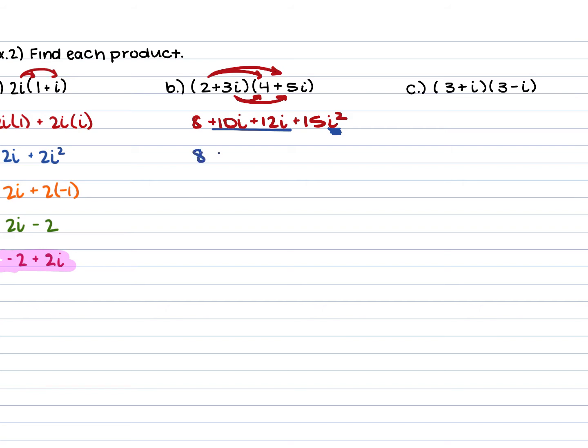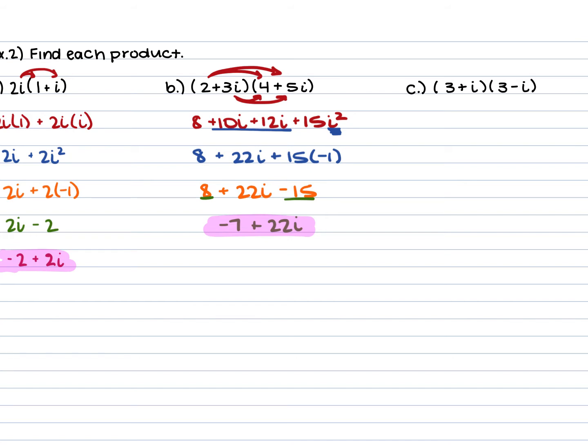So this gives us 8 plus 22i plus 15 times negative 1. From here, we're going to multiply the 15 times negative 1. It gives us 8 plus 22i minus 15. From here, your 8 and your 15 are like terms. So from here, you combine the 8 and the 15, you get negative 7 plus 22i.